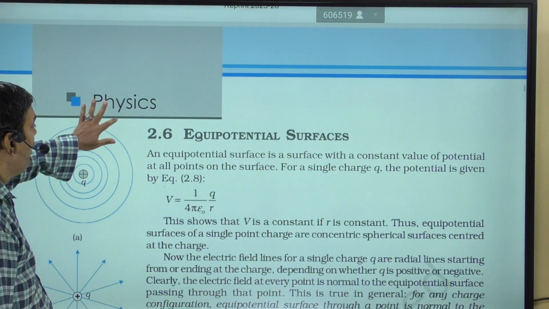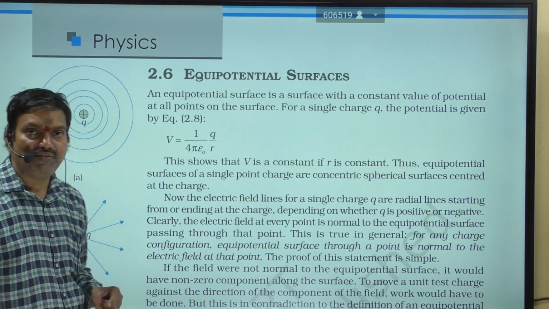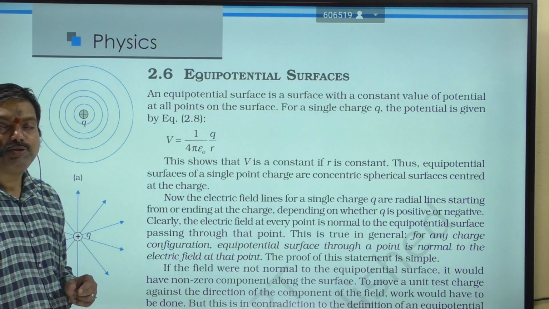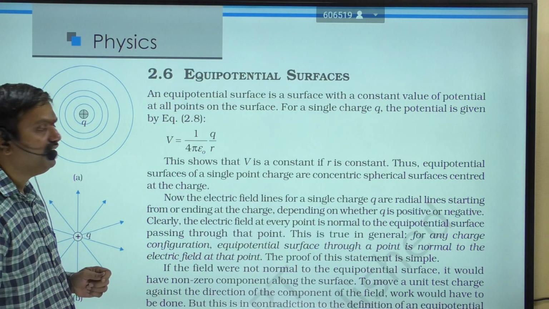Right. Now we'll move on to the other topic from the same chapter. Very importantly, we talk about equipotential surfaces. Now having known what is potential, let us understand equipotential surfaces.